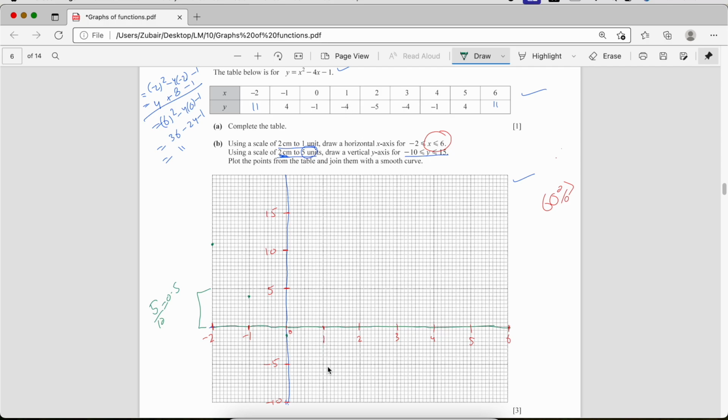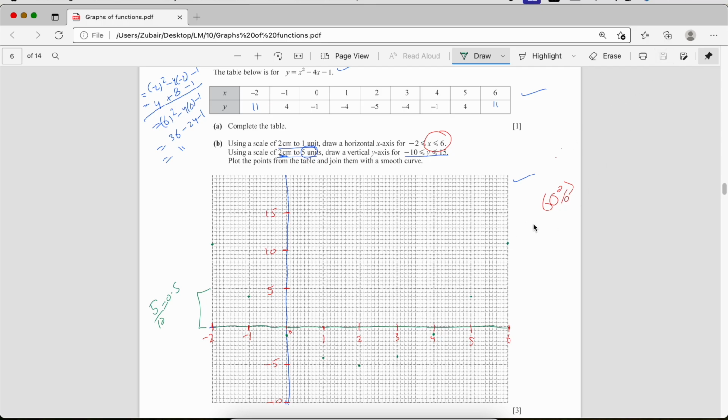Then at 1 this is minus 4. Then at 2 that's minus 5. Then at 3 it is minus 4. At 4 that's minus 1. At 5 that is 4. And at 6 that is 11 again.